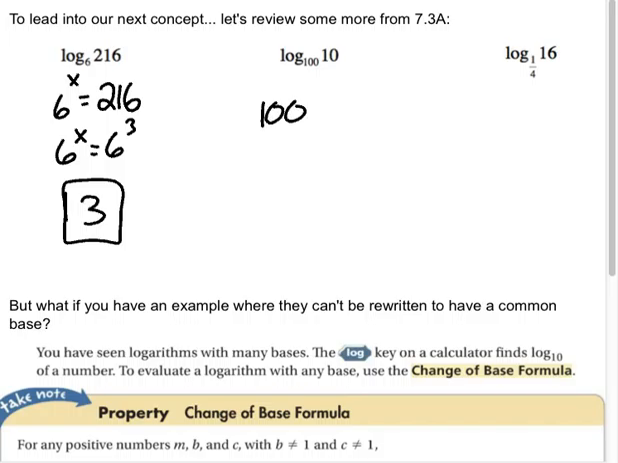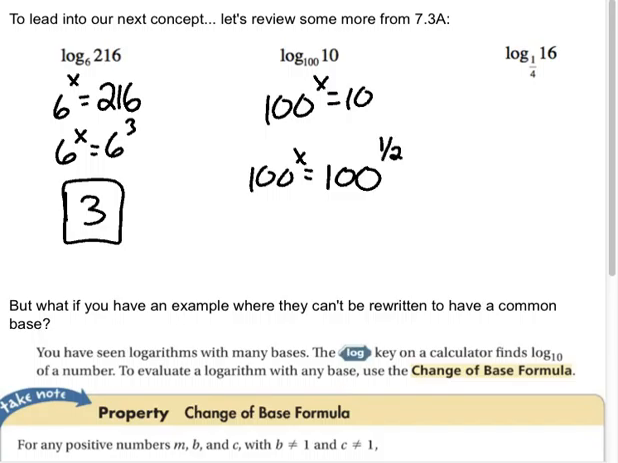Here, 100 to what power gives me 10? Well, if I need to rewrite this, 10 is the square root of 100. Square rooting is a 1/2 power. So that log would evaluate to 1/2.